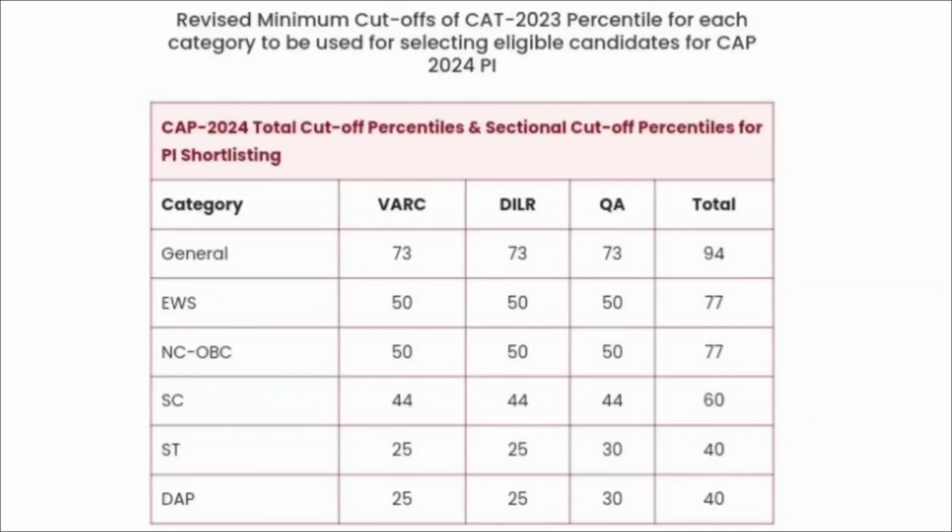For EWS and NCOBC, it is 50 percentile in all three sections, and overall 77 percentile in your CAT entrance examination. For the SC category, it is 44 percentile in all three sections, and overall 60 percentile in your CAT entrance examination. For ST and DAP category, it is 25 percentile for VRC and DILR, 30 percentile in quantitative ability, and overall 40 percentile in your CAT entrance examination. On this basis, the shortlisting of candidates for the interview is done.